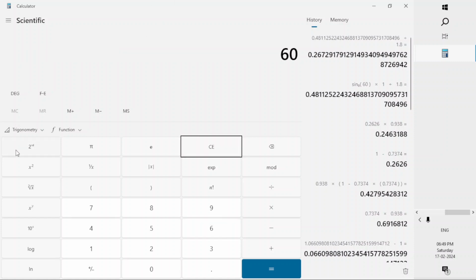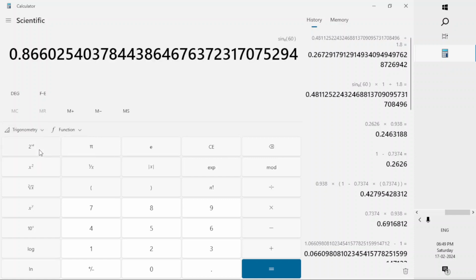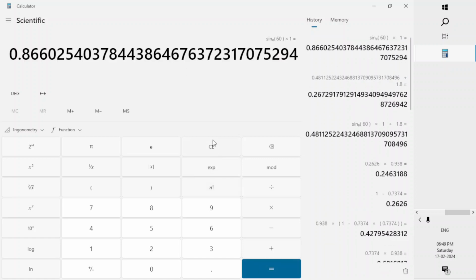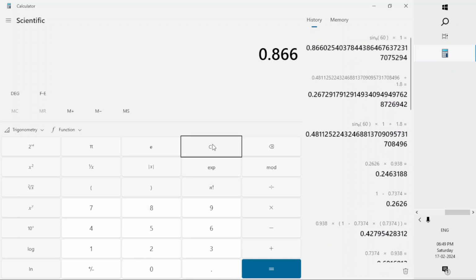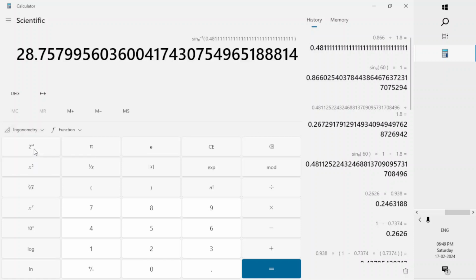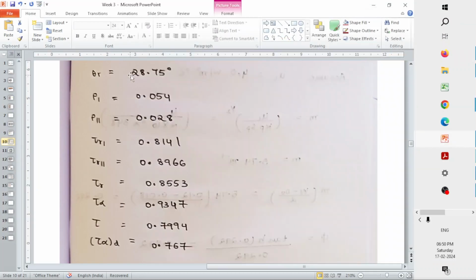Sine of 60 into 1, 0.866, let us remember 0.866 divided by 1.8, 0.4811. Now sine inverse of this angle, 28.75 degrees. This is your value of theta R.